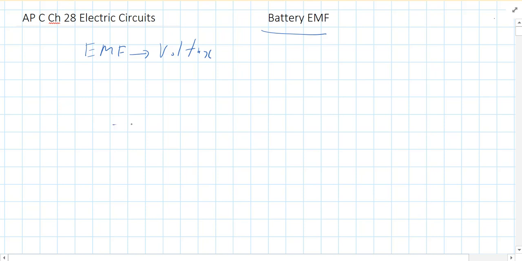So let's say you have yourself a car battery. If any of you are familiar with cars, a car battery is rated at 12 volts. They're actually a little more than 12 volts, but I'm just going to go with 12 volts here to keep it simple. That's the EMF of the battery. That means if you have nothing plugged into the battery at all, and you were to hook up a voltmeter to that battery, it would read 12 volts. So this would be the EMF of the battery.